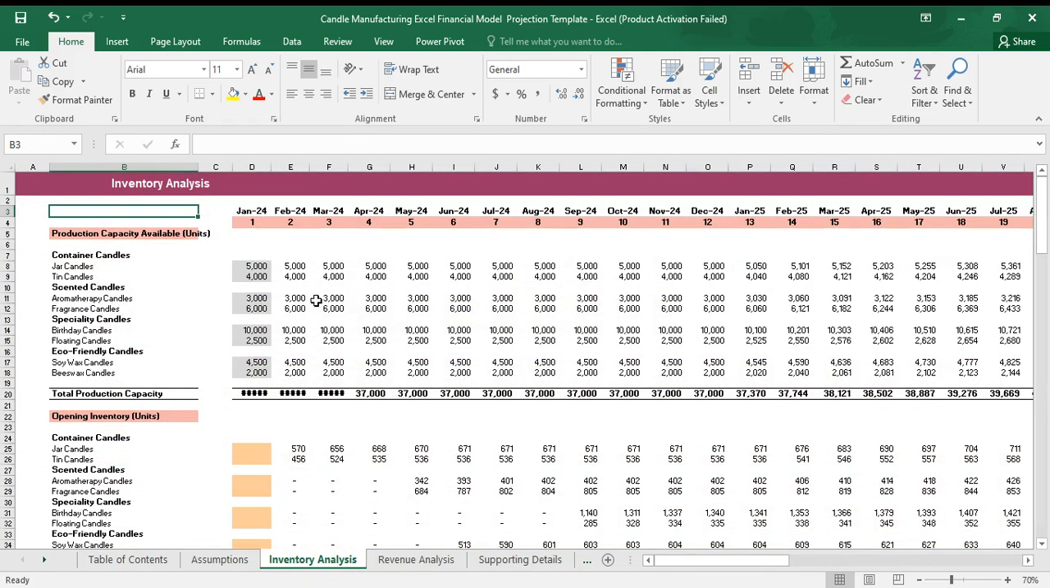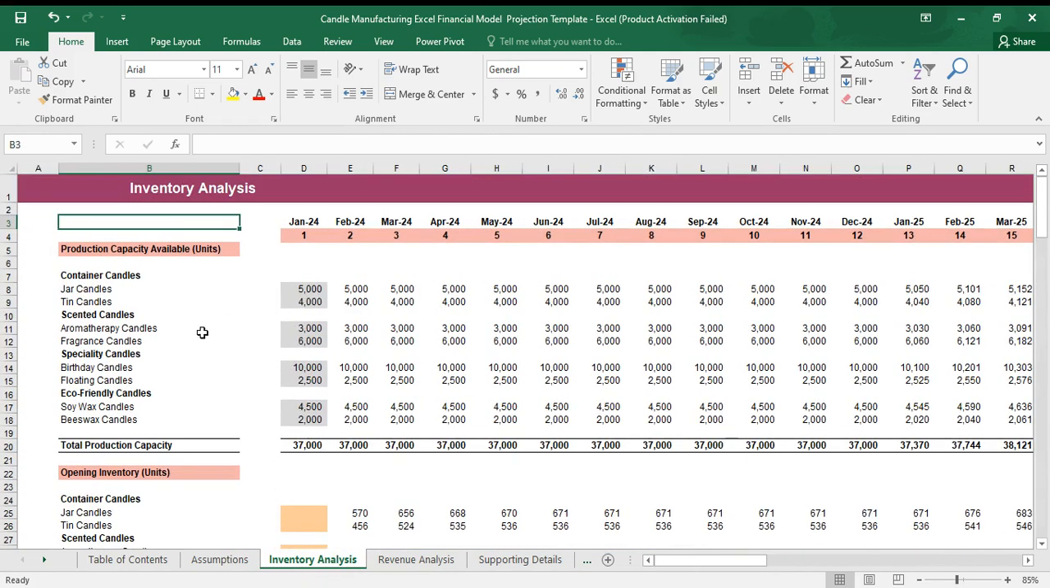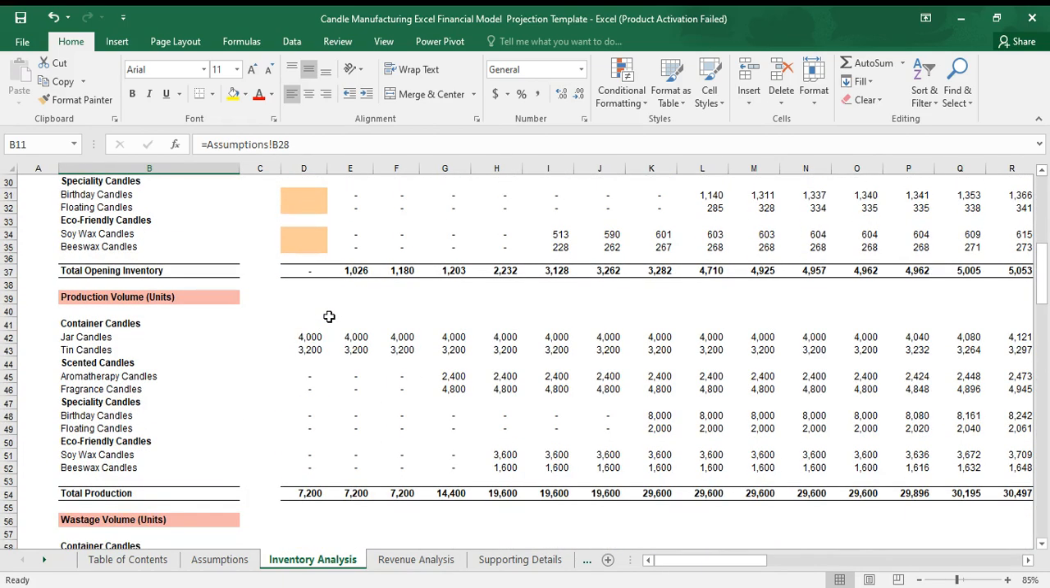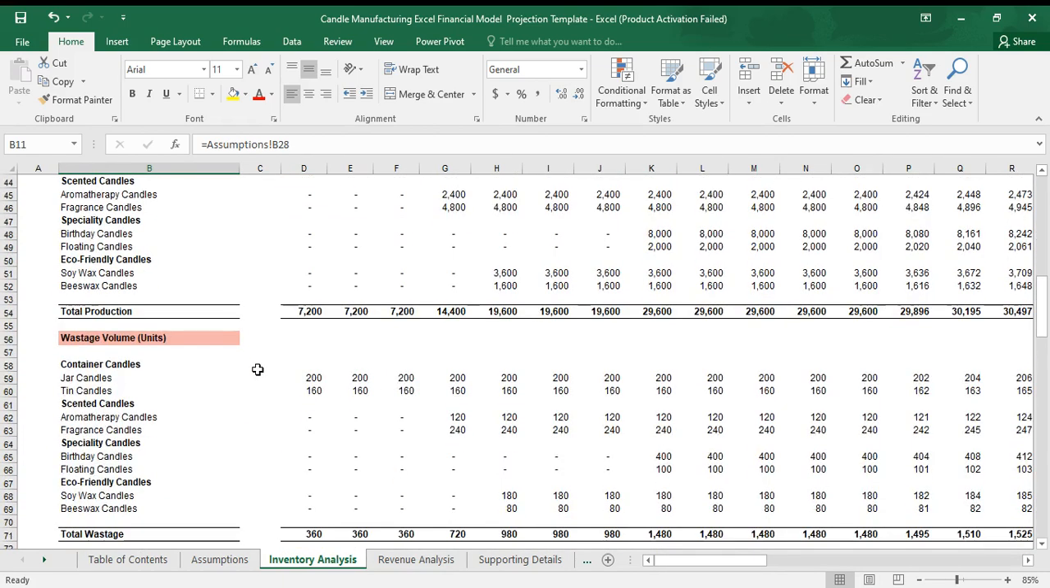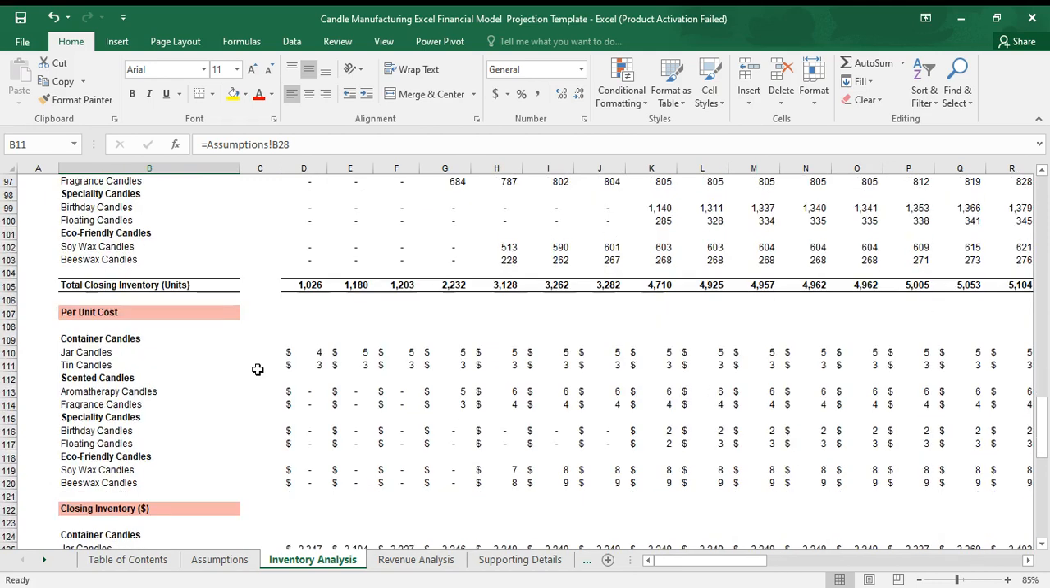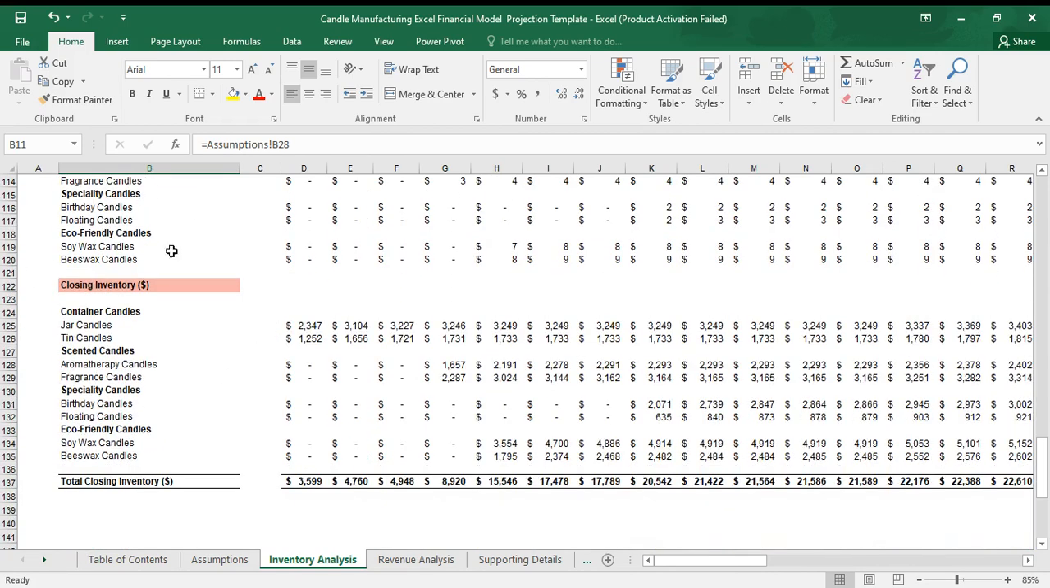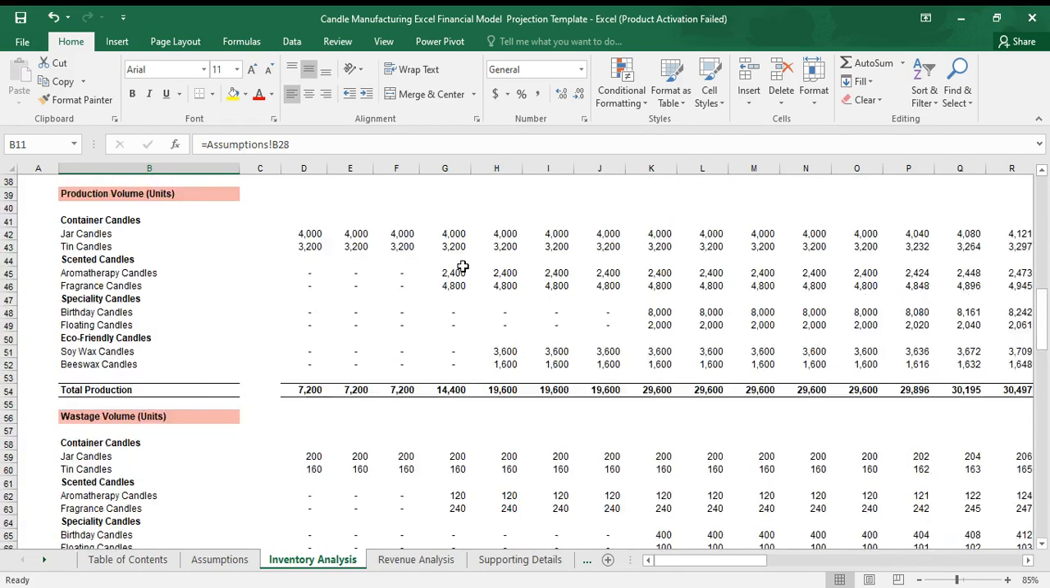Next is the inventory analysis sheet. Because this is a manufacturing business, we have a production capacity at the very start of this sheet, and then based on this production capacity, we have calculated the opening and closing inventory figures as well as production and sales volumes, as you can see here. Then at the very end, we have calculated the per unit cost for the closing inventory and the total dollar value of the closing inventory for each month.